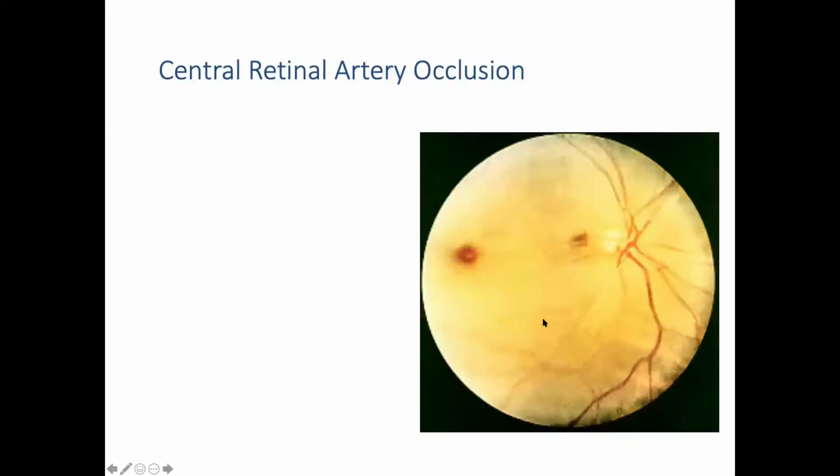I'll move my screen. Okay. And that's just another picture. So the cilioretinal artery supplies the fovea, which is spared, so you get a big cherry red spot.